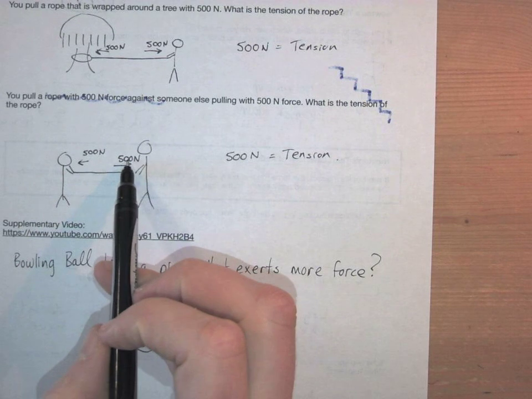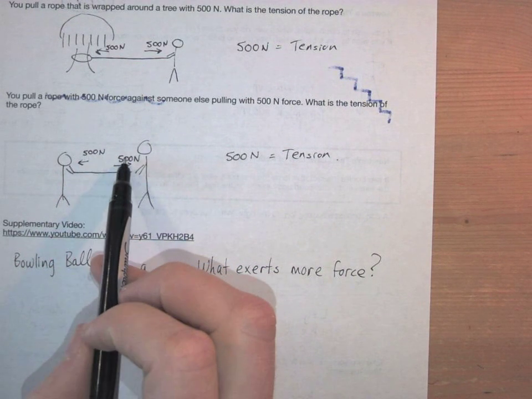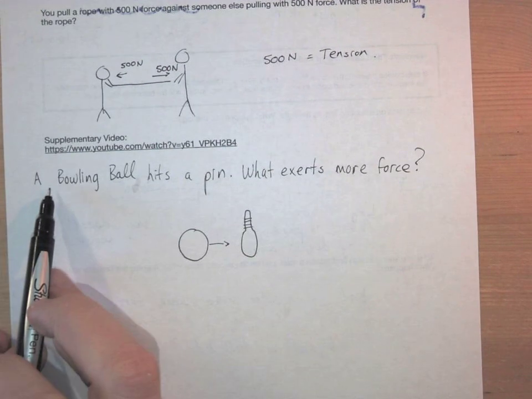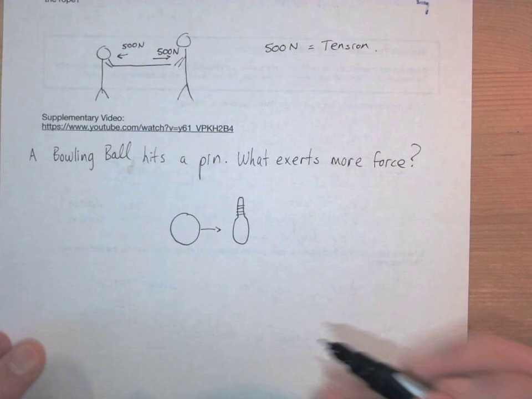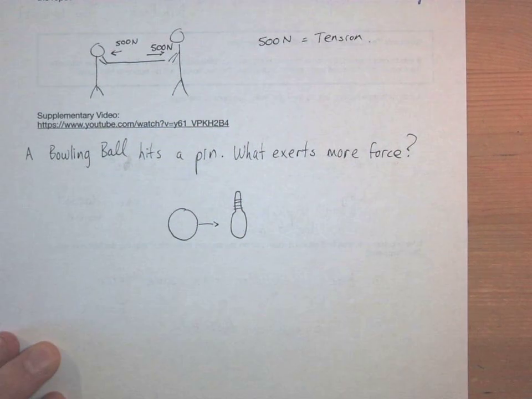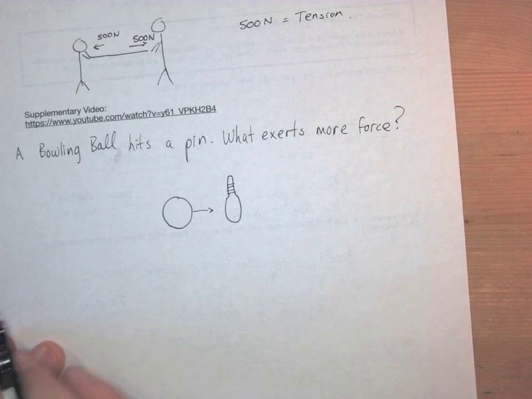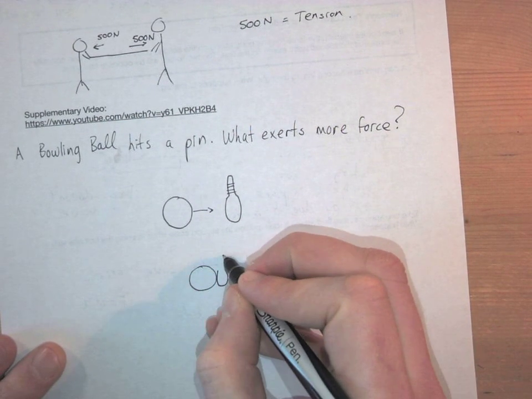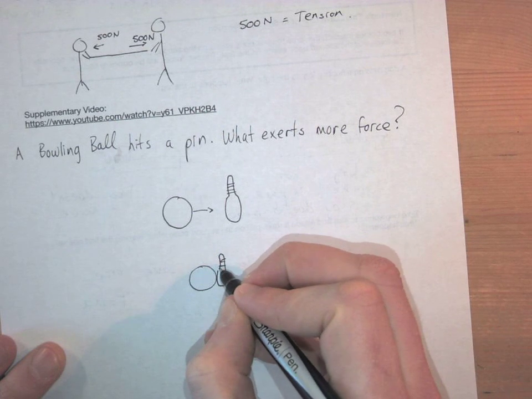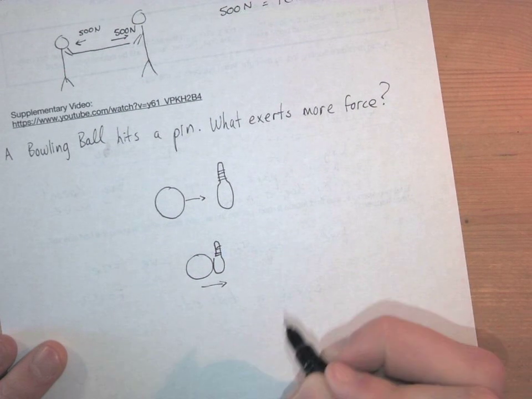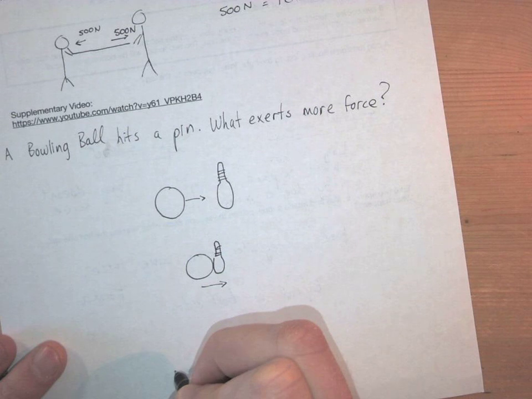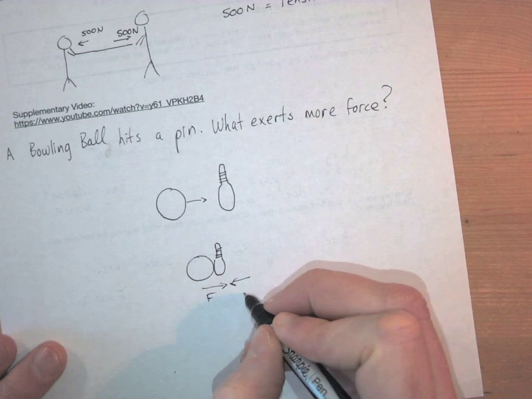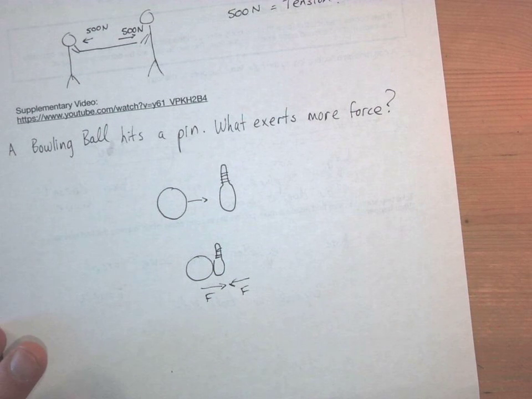It's not moving, so that means they have 500 on both sides. Okay, last question. I kind of added this one. A bowling ball hits a pin. What exerts more force? You have a bowling ball and you have a pin. It hits the pin, and the pin goes flying. But that moment that it hits this pin, the bowling ball exerts a force to the right, a pretty high force. That pin does the same exact force back at it.